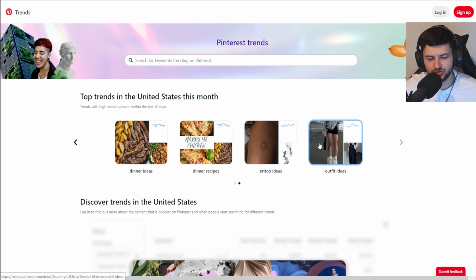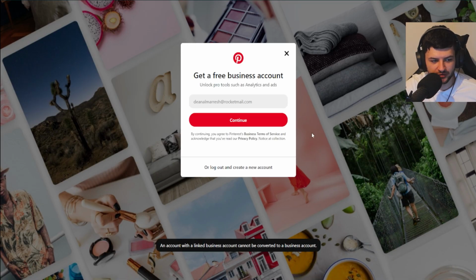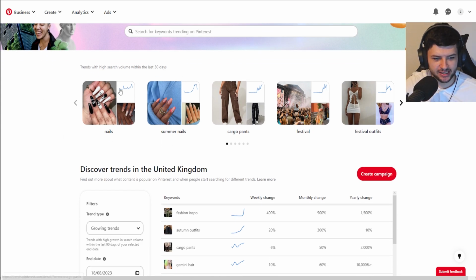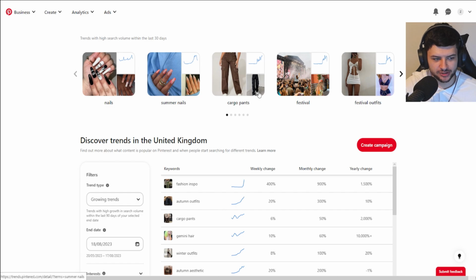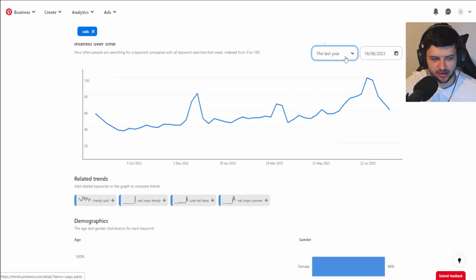Now, if you click on them, you do have to have an account, but you can also type in a keyword too. All you have to do is just sign up for a business account. So when you've made a business account on Pinterest Trends, we can then see more data. So if I open up one of these trends, for example cargo pants or the nails trend, we can then view more insights on it. So we can have a look at the date range. You want to have last year for the most data.